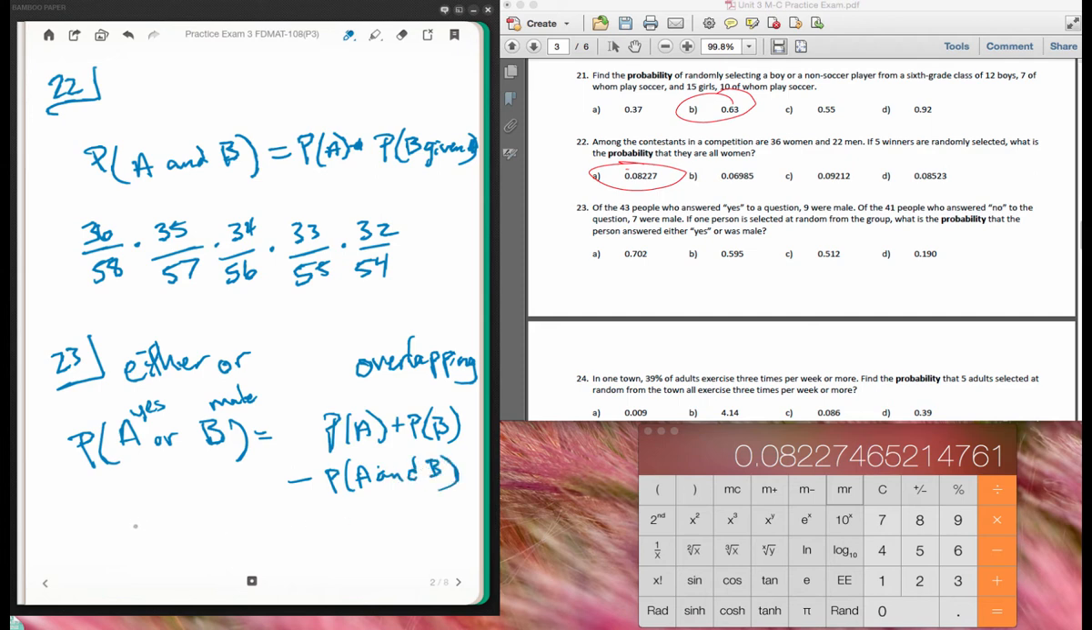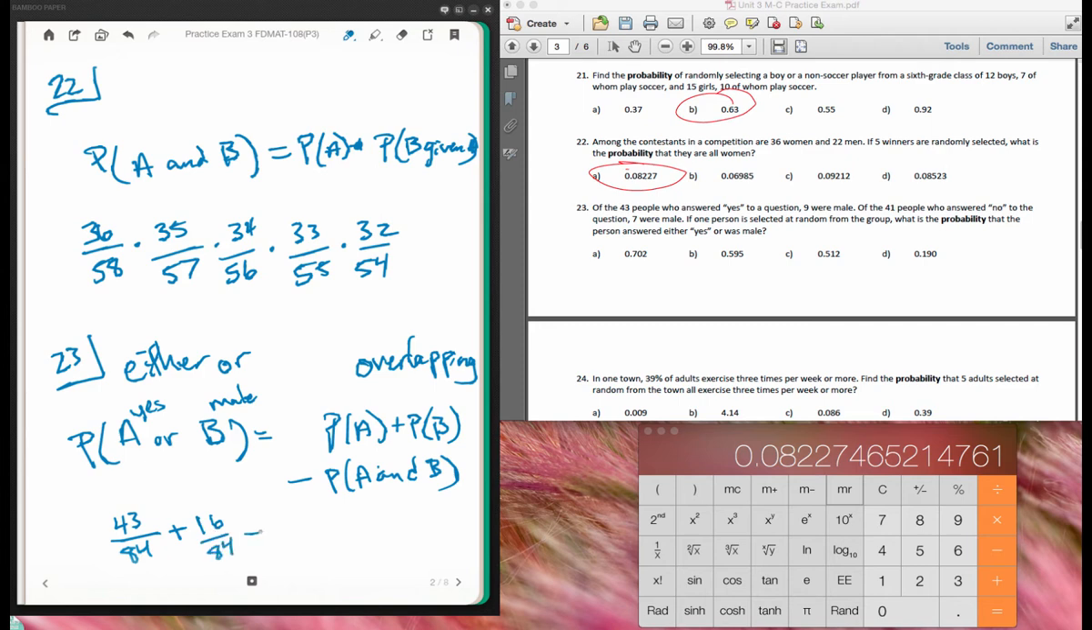So in this case, the probability of A: there are 43 people who answered yes, out of the total. 43 plus 41 is 84, so I can put 84 there. So 43 out of 84. Now I want to add on those who are male. We know that 9 were male on the first one, 7 were male on the second one, so that's a total of 16. So we have 16 male out of 84 people.